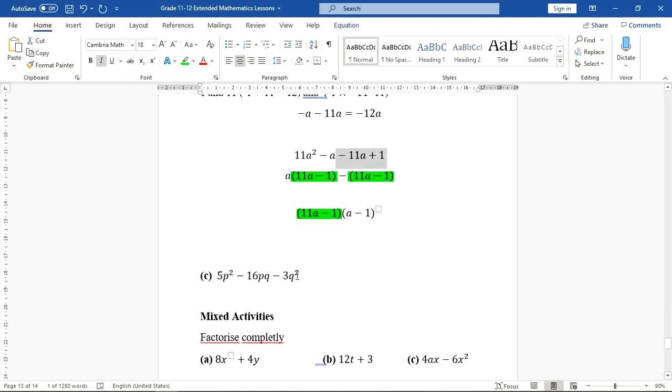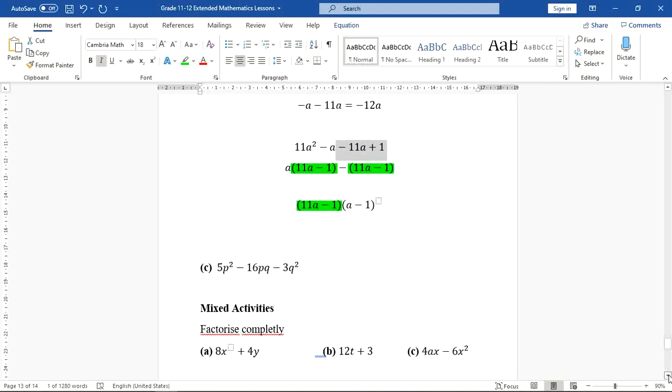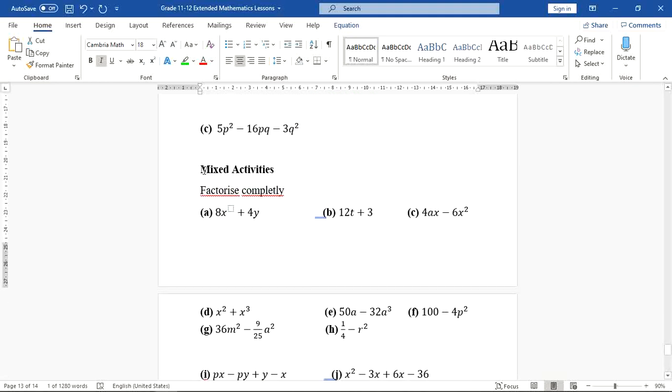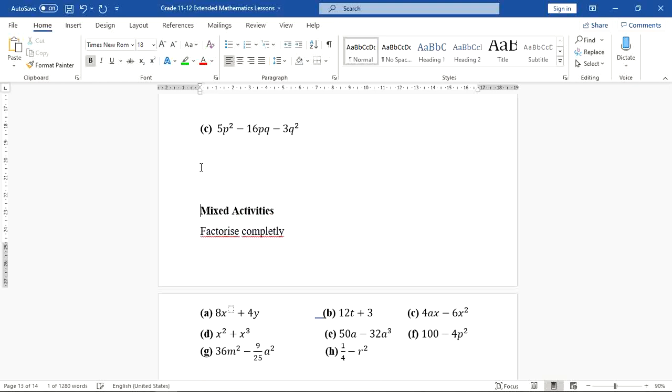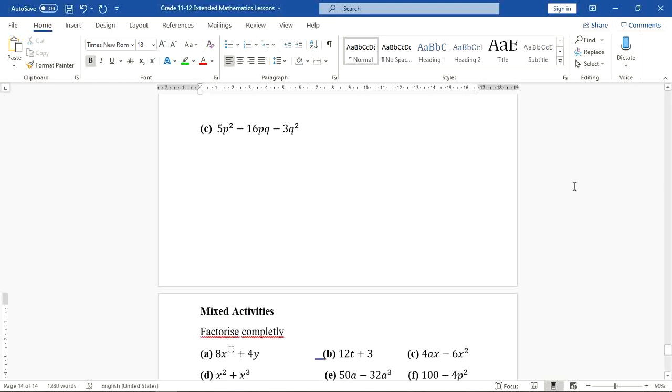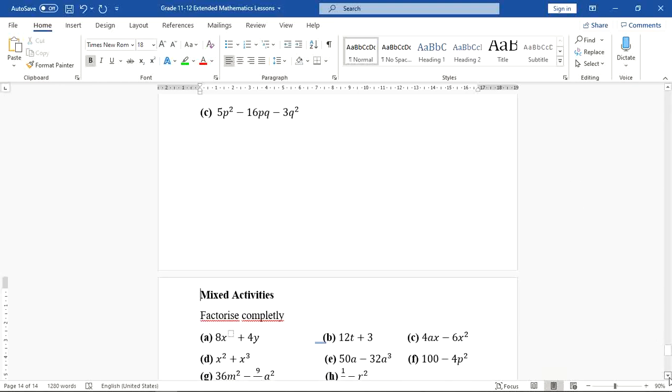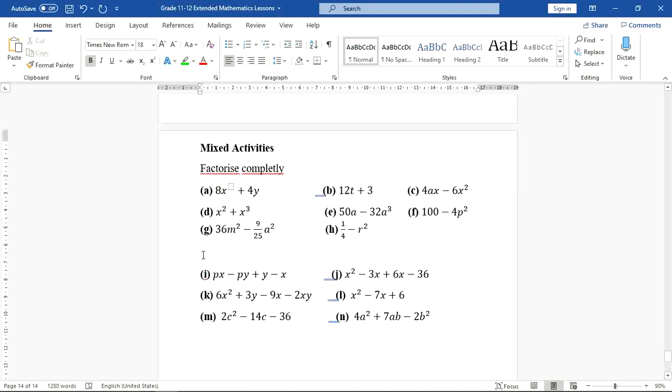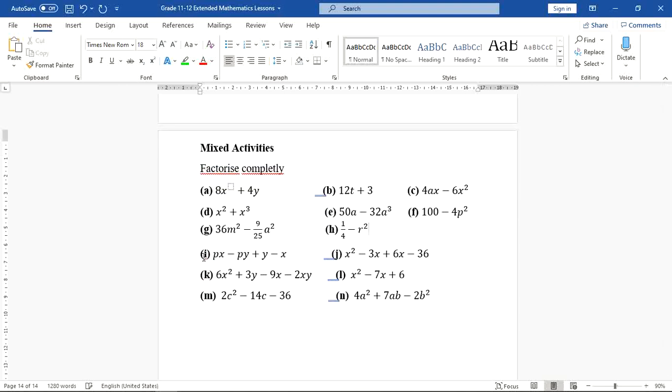So my dear friends, what I want you to do is to try part C, and then you try out these mixed activities. This has everything that we have been doing, from factorizing out the common factor, factorizing by grouping, a difference between two squares, and quadratic trinomials.